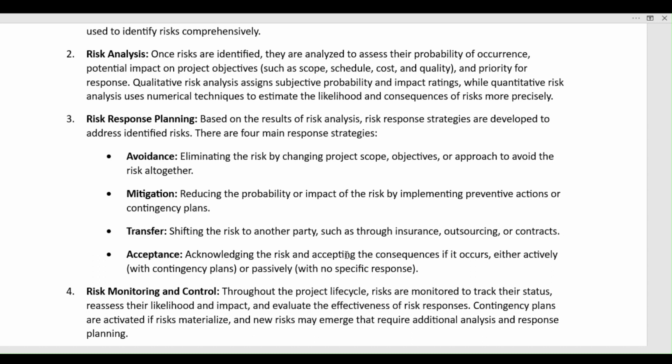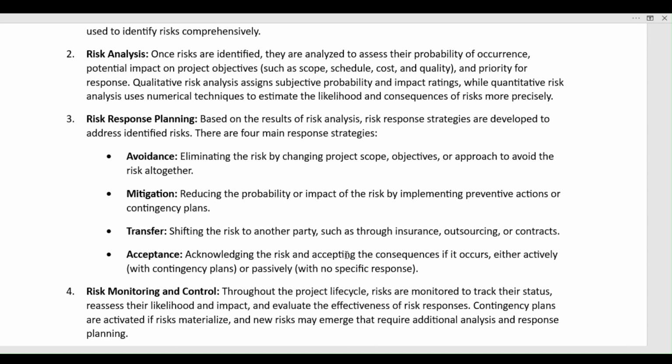First one is avoidance, eliminating the risk by changing the project scope, objective, or approach to avoid the risk altogether. This technique may not be widely used because whatever the project scope or objective is defined should be rigid through the entire project, or otherwise it will have an impact on the scope, time, and budget, and all three would need to be revised again. It is time consuming, so moreover, we do not use avoidance.